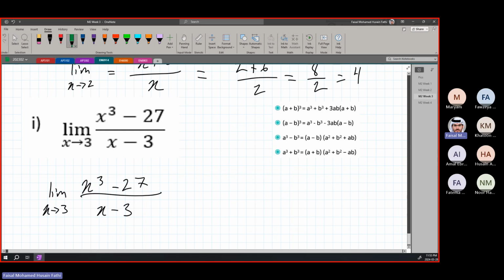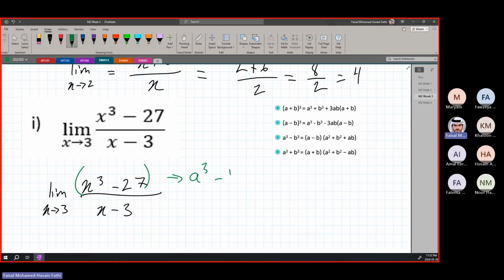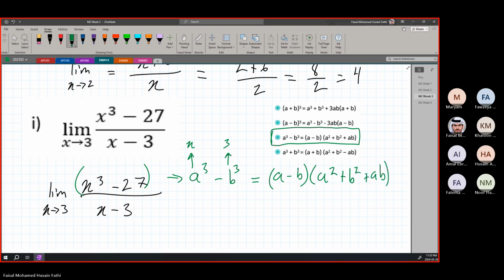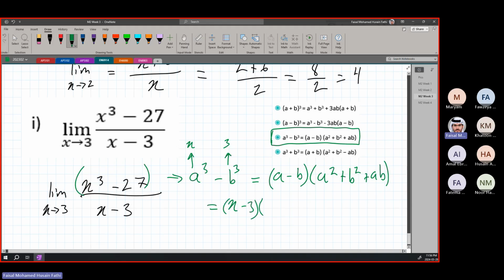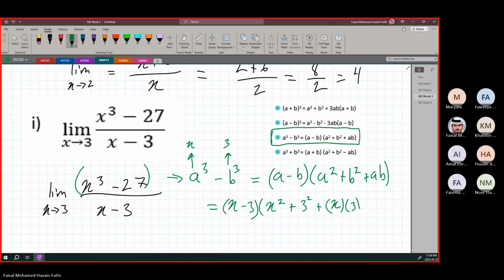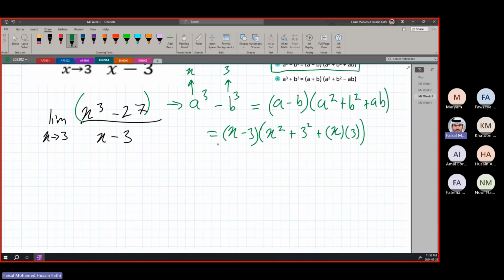Now, the top part is in the form of a cubed minus b cubed. Then a is x and b is 3, and 3 cubed is equal to 27. So it is in this form, a cubed minus b cubed, which is equal to a minus b into a squared plus b squared plus ab. In other words, we just substitute x for a and 3 for b. It's going to be x minus 3 into x squared plus 3 squared plus x times 3. If we simplify this a bit more, it's x minus 3 times x squared plus 3x plus 9. This is for the top part.